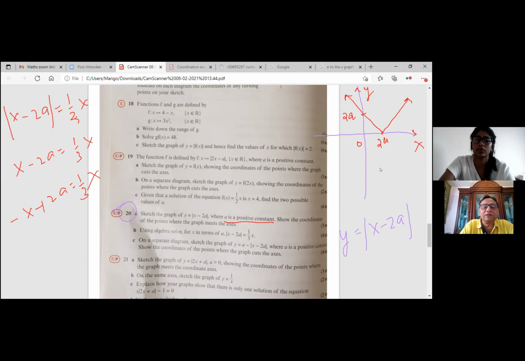What we are basically trying to say is that when on the right hand side it is one third of x, that means basically it is a straight line which goes through the origin and it has a slope of 1/3, right?